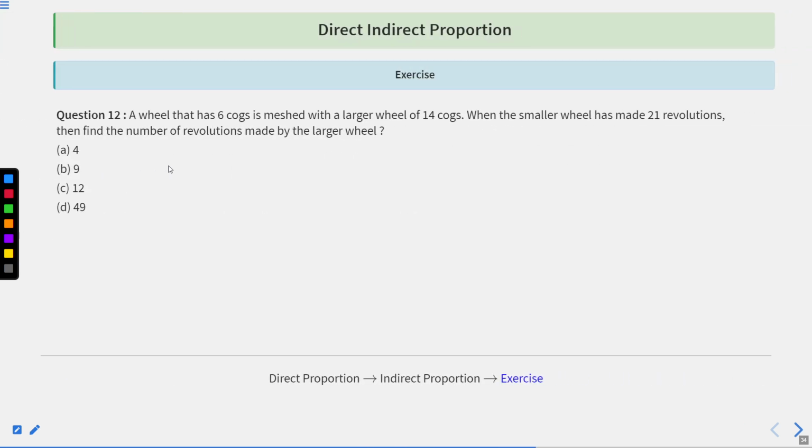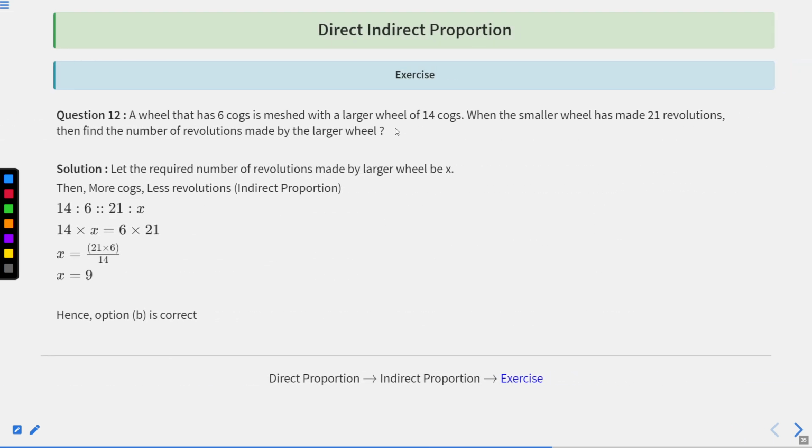Question number 12. A wheel that has 6 cogs is meshed with a larger wheel of 14 cogs. When the smaller wheel has made 21 revolutions, find the number of revolutions made by the larger wheel. So let the required number of revolutions made by the larger wheel be x. Then more cogs, less revolutions, that is an indirect proportion.